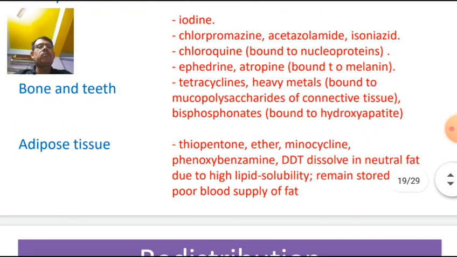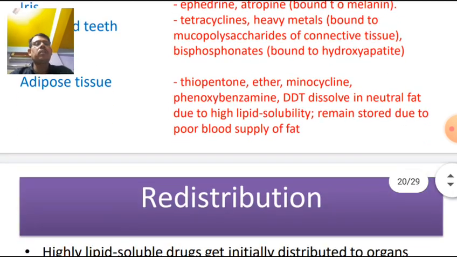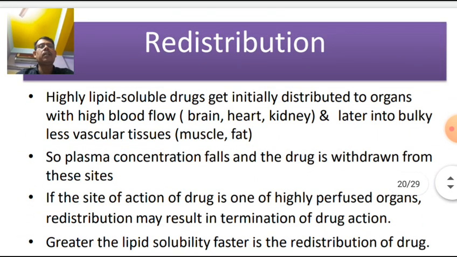In adipose tissue, thiopentone and minocycline dissolve in the neutral fats due to their high lipid solubility and remain stored in the body. Redistribution is another process.